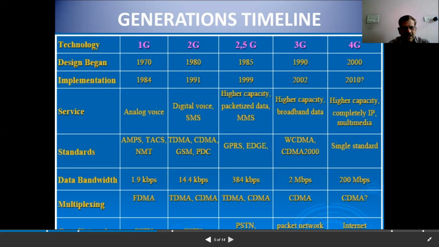The standards of 1G are AMPS, TACS, NMT; 2G, TDMA, CDMA, GSM, PDC; 2.5G, GPRS, EDGE; 3G, WCDMA and CDMA2000; and 4G, a single standard. Data bandwidth in 1G is 1.9 kilobits per second, 2G 14.4 kilobits per second, 2.5G 384 kilobits per second, 3G 2 megabits per second, and 4G 200 megabits per second. And multiplexing in 1G FDMA, 2G TDMA CDMA, 2.5G TDMA CDMA, 3G CDMA, and 4G CDMA.